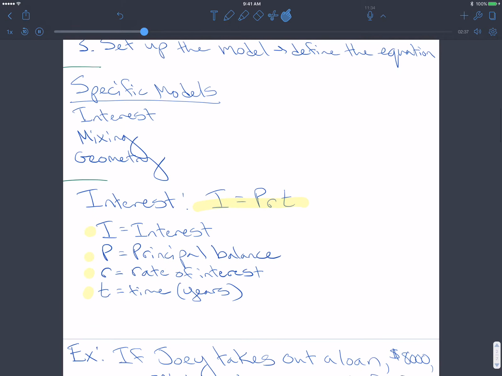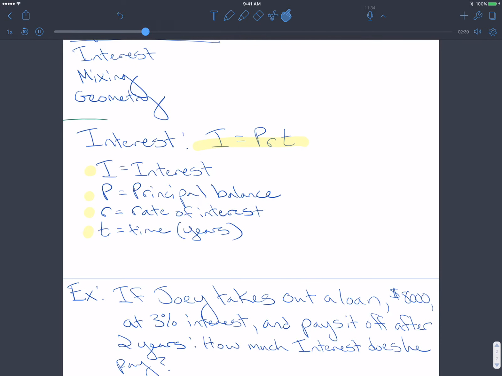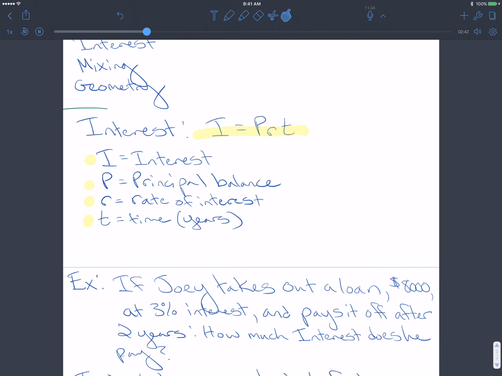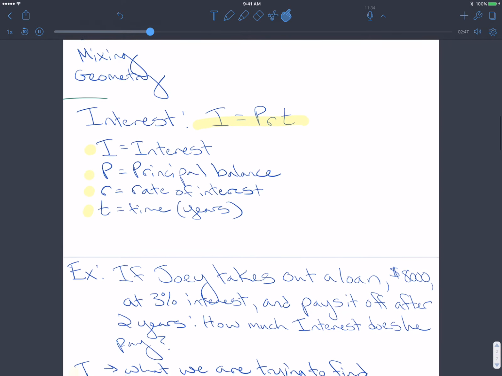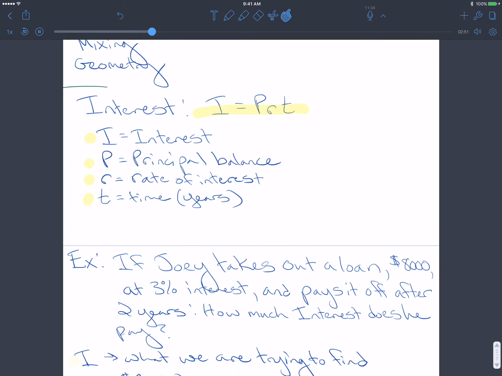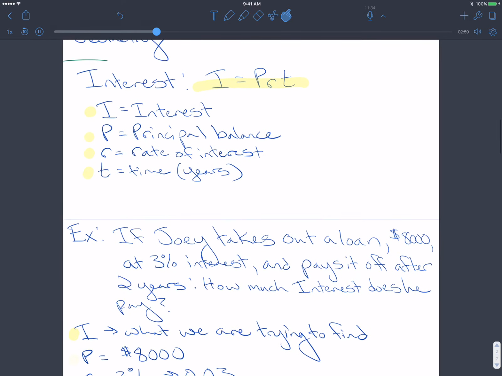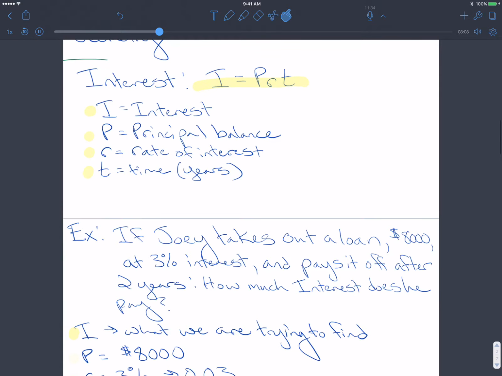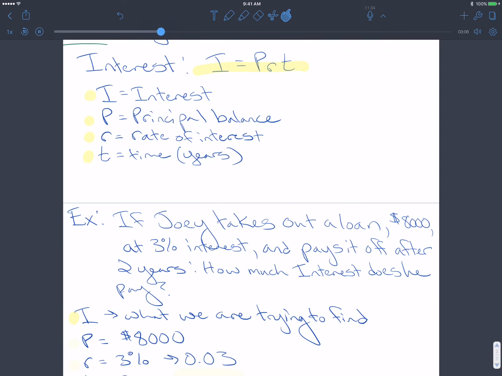An example would be, say, Joey takes out a loan of $8,000 at a 3% interest and he pays it off after 2 years. How much interest does he pay? So we need to recognize, what are we trying to find? Well, we're trying to find the interest, so that's I. That is the variable in this case that we have to solve for. P is the principal balance, and the principal balance is the amount that he took out for the loan, which is the $8,000.